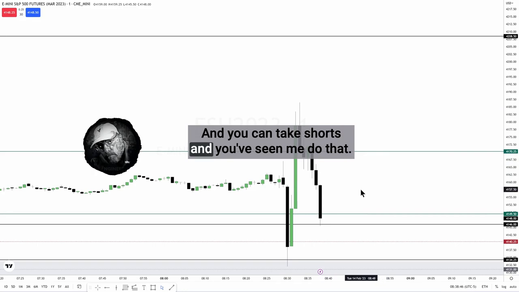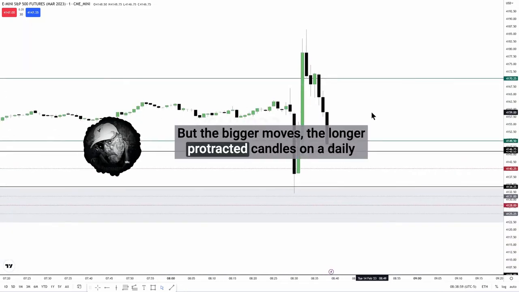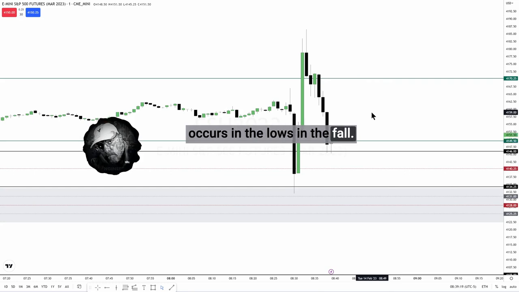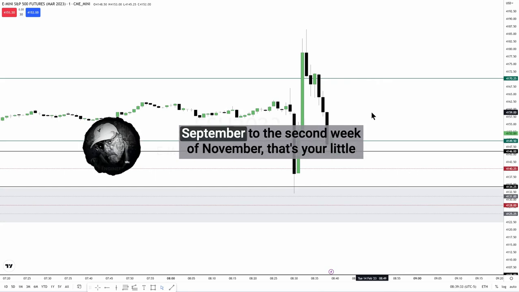And you can take shorts, and you've seen me do that. But the bigger moves, the longer protracted candles on the daily and 4-hour charts are going to be to the upside after that occurs in the lows in the fall. So between, like I said, the second week of September to the second week of November, that's your little sweet spot.